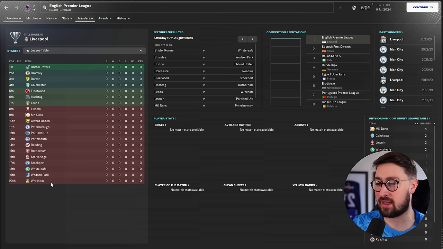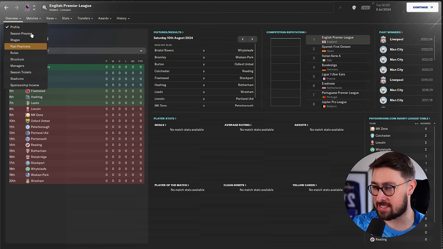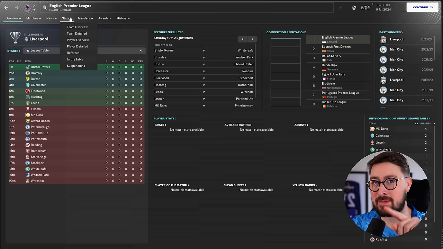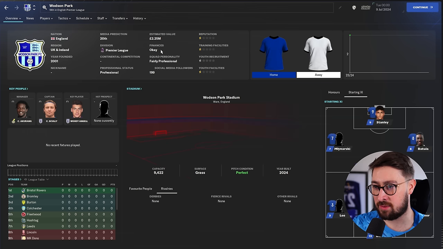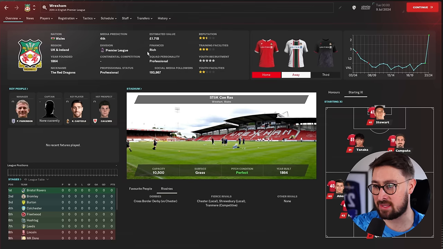Whiteleaf, Wadsden Park, and Wrexham. I don't think I can see their salary per annum, but maybe at the end of this season, we should have a look at how much these are all. Like, if I go through, Wadsden Park have got 2 million, and then you've got Wrexham with nearly 2 billion.